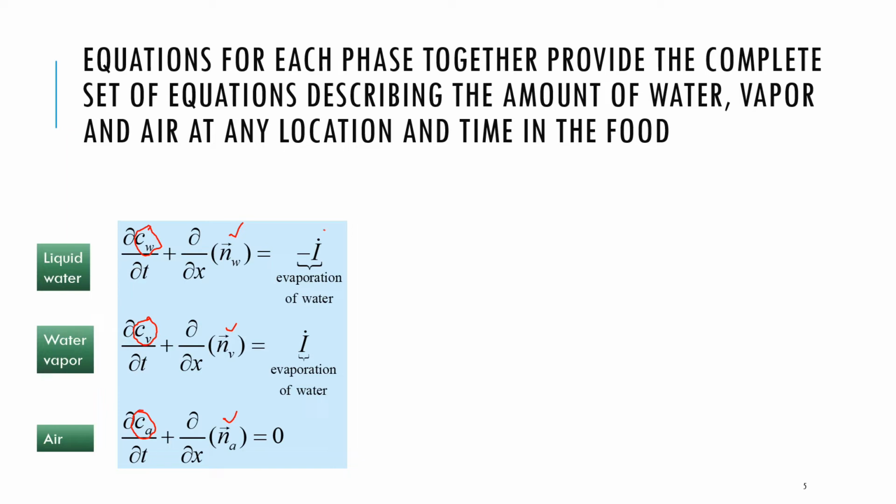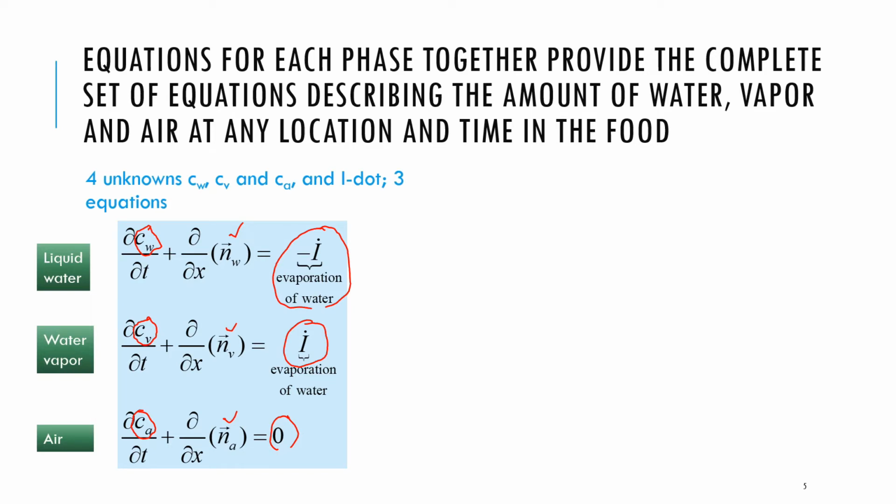Then on the right-hand side, for water we have minus I dot, because water loses to vapor, so it's negative, and the same amount shows up in vapor. So in vapor it's a positive source term, and of course for air there is no generation in this case. These equations have four unknowns: the three concentrations, 1, 2, 3, and I dot. Notice there are only three equations.